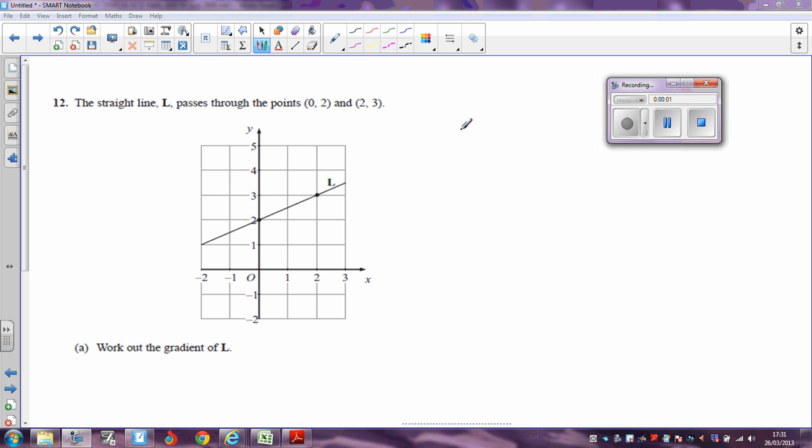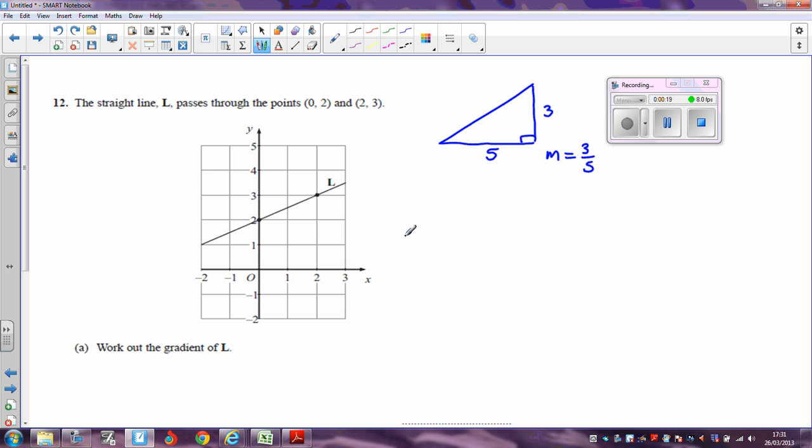Okay, the first thing we're asked to do here is find the gradient of a line. And you should know that if you have a straight line, if you draw a right-angled triangle underneath that straight line, then you can find the gradient of that line. So for example, if that's 3 and that's 5, then the gradient is going to be 3, the vertical, divided by the horizontal. So let's have a look at this one.